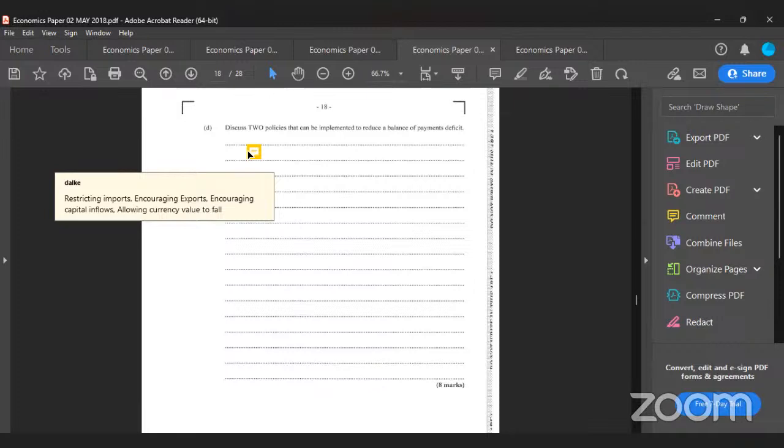If you encourage exports, you will get inflow of foreign currency into your home currency, which positively impacts the balance of payments. Restricting imports does not negatively impact the balance of payments. Encouraging exports positively impacts the balance of payments. Encouraging capital inflows as well would also positively impact the balance of payments, and allowing currency value to fall would also positively impact the balance of payments. Because when currency value falls, exports become cheaper and imports become more expensive. And that inadvertently would restrict imports and encourage exports.